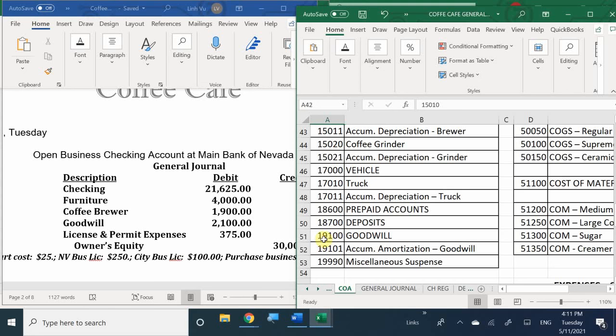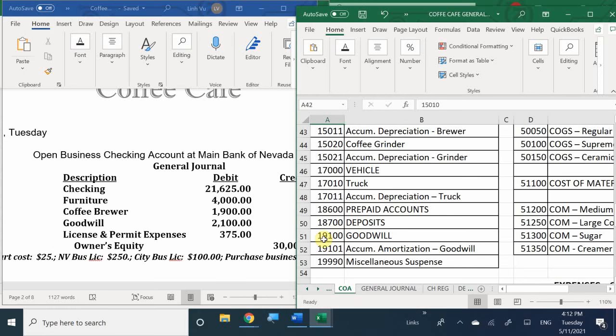Goodwill is 19100, right? This is going to be considered an other asset, because can you physically touch a business name? No. Of course not. You can't touch it. There's legal documentation that protects the name, but can you actually physically touch it? No. So goodwill is always going to be an intangible type of asset.